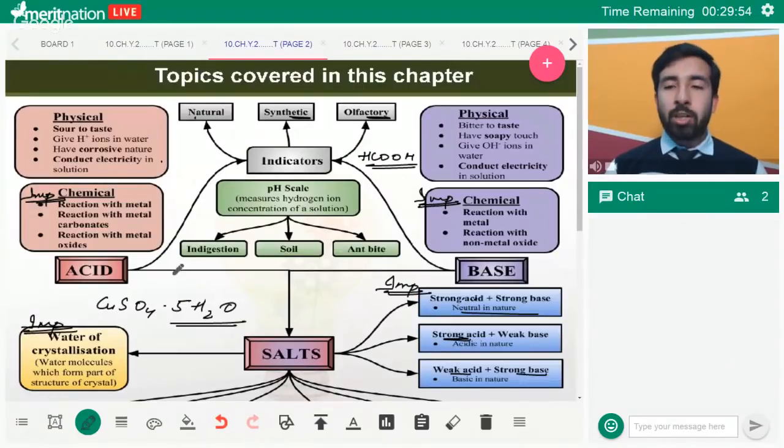Jyotsna, brine is a saturated solution of your sodium chloride.